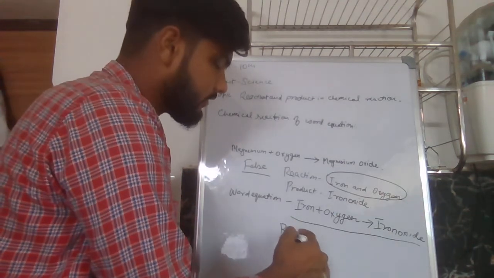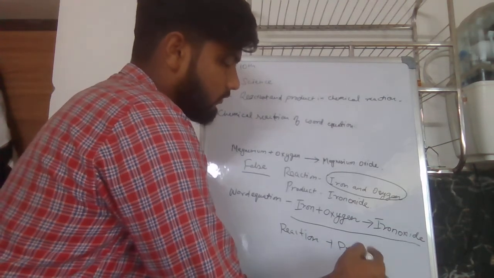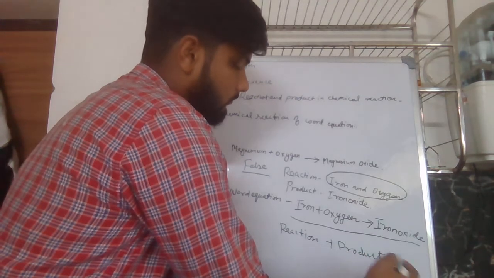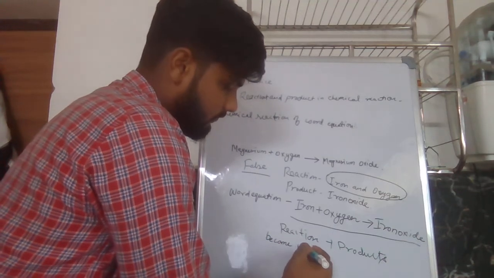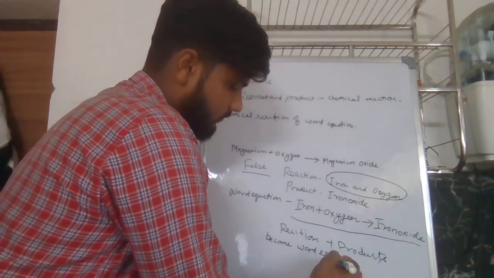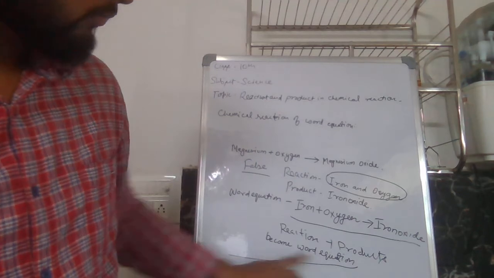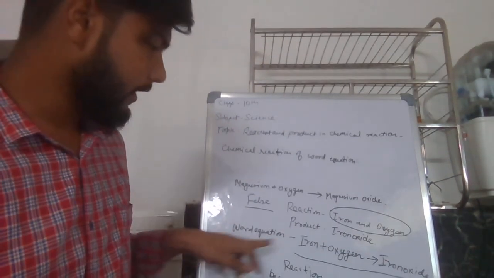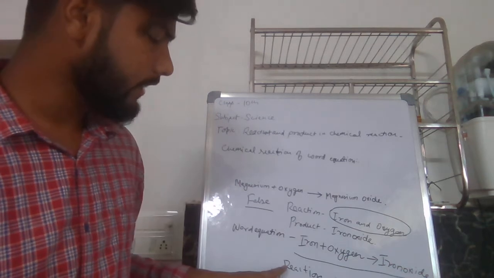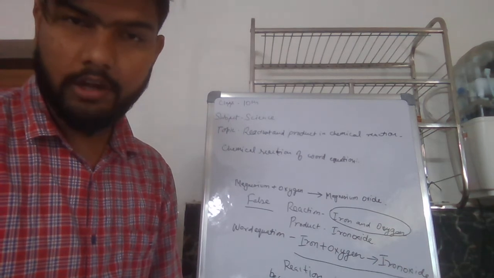So this is the reactants plus product becoming the word equation. So I hope everyone is clear what will be the word equation of this. Iron plus oxygen gives iron oxide, and reactants and product make the word equation. I hope everyone is clear till now.